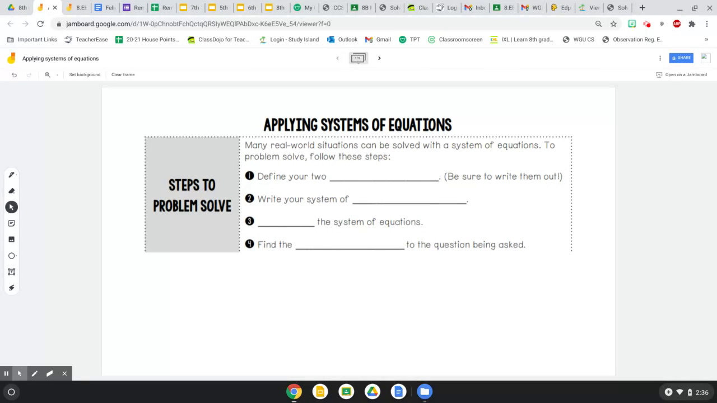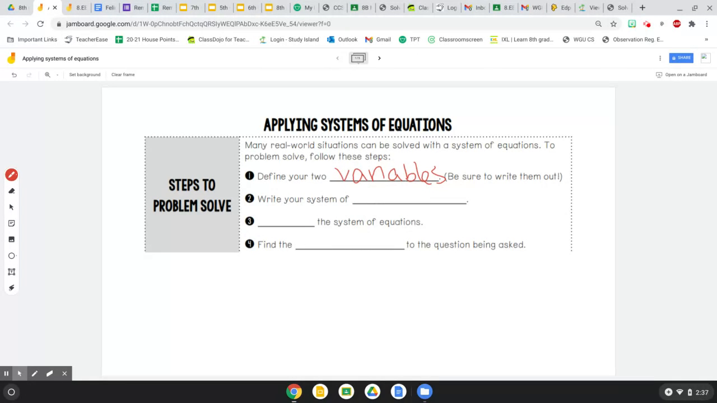There's the 4 steps that you're seeing here. Okay. So the first step is to define your 2 variables. All right. It says be sure to write them out. I want you to write them out every single time. Okay. And I'll show you what I mean in the few examples that we'll have.